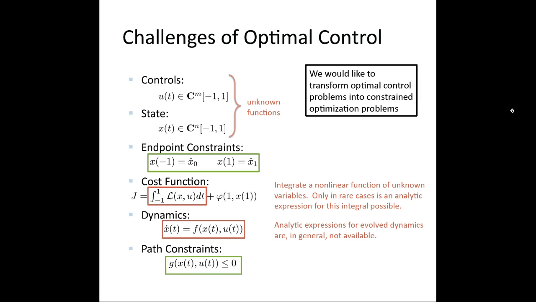So we would like to transform optimal control problems into constrained optimization problems. The unknown functions that we're solving for here are u and x, and we need to enforce the endpoint constraints and the path constraints. We will need to perform integration to evaluate the running cost objective, and we'll need to evaluate derivatives for enforcing the dynamic constraints. In very rare cases, we can derive analytic expressions for the integrals and the derivatives here.